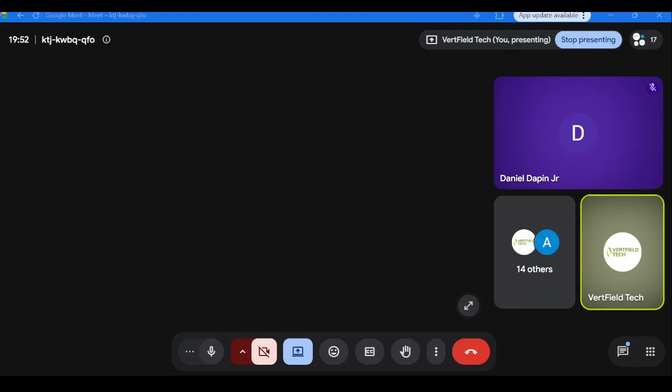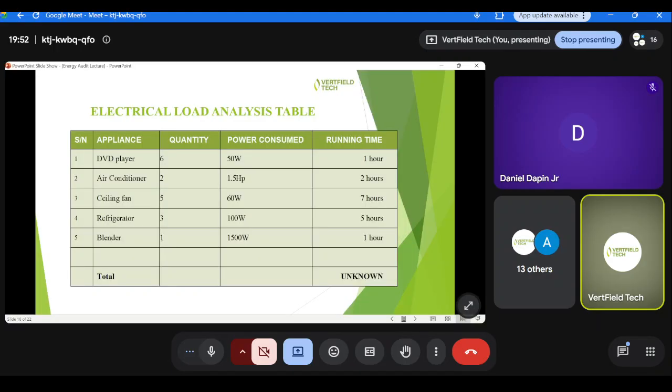Now, let us look at the table again. The table is now complete. You can now see the appliance, the quantity of appliance, the power consumed by the appliance, and the running time. So it also has the various data and information of the various appliances that need to be powered up.